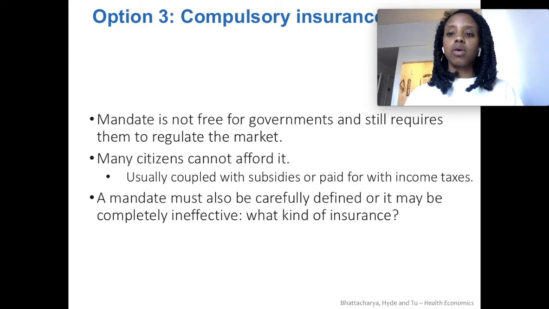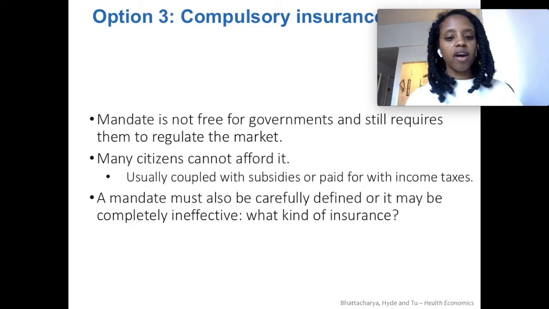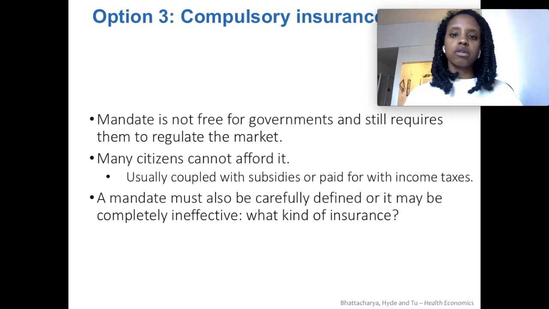The mandate is probably not going to be implemented by itself without any kind of public support for people who need it. So it has to be really carefully defined. What kind of insurance are people required to purchase? Is it just any insurance, which means it could be really thin coverage with really high out-of-pocket maximums and not really good full insurance? Or are you going to require that people get really full coverage? If you don't specify, then you might end up having really weak insurance.